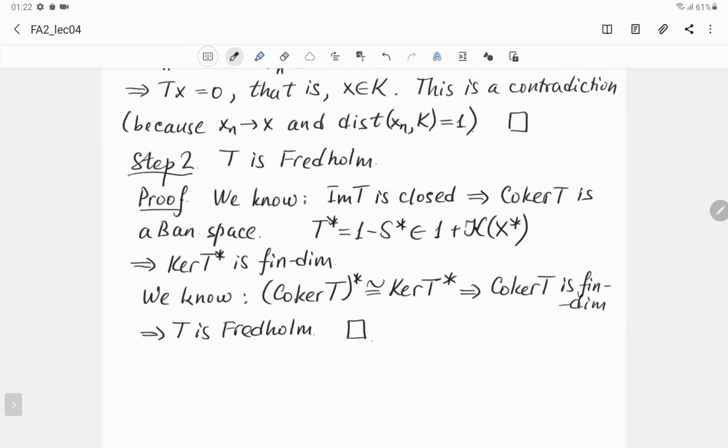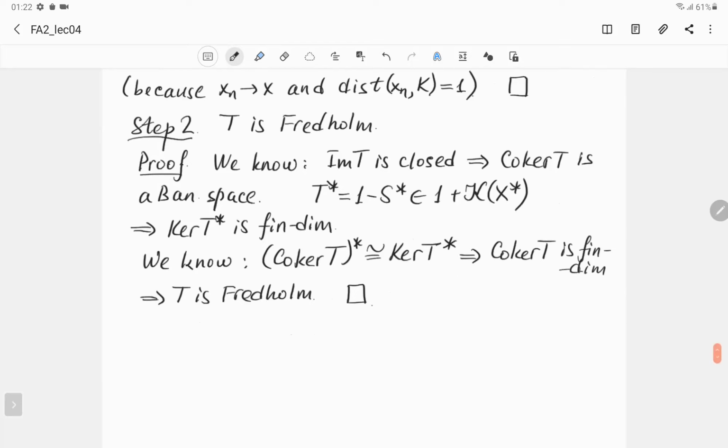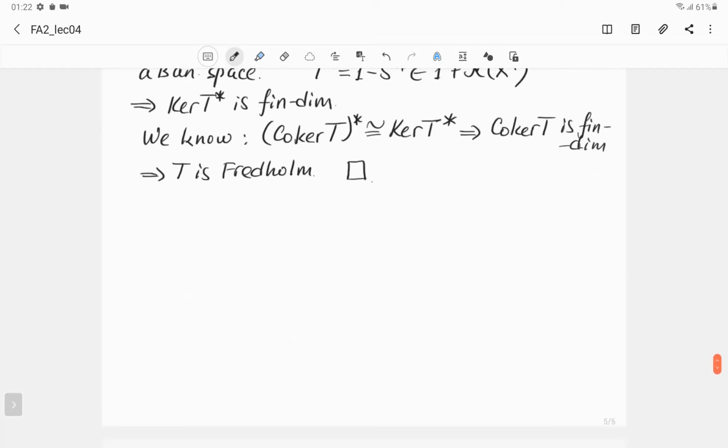Okay, so we know that T is Fredholm. The next step is to show that T has finite ascent. This is step 3. The ascent of T is finite.